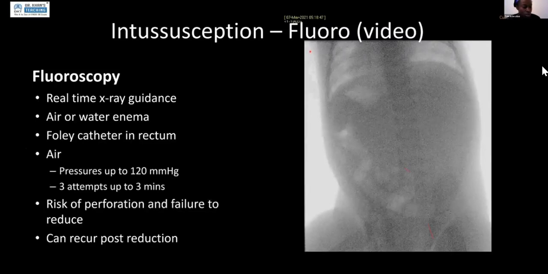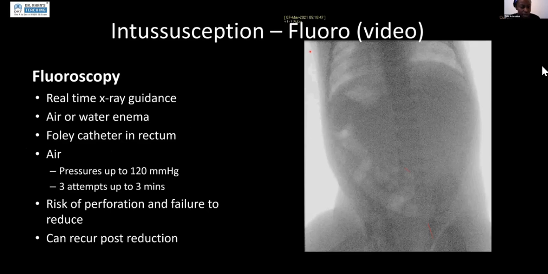The other risks are you can not reduce it, which we can see sometimes. Sometimes you can get it to the ileocecal valve and you can't get the air into the small bowel, but the surgeons will still appreciate that because you've pushed it round for them. And then there's also a risk, I think it's about 10%, of them recurring post-reduction. So when the patients are consented by the surgical team, they need to consent for all of those things. I also get them to consent for bruising on the buttocks because you're getting someone to squeeze the buttocks to maintain your pressures, and that can cause bruising.